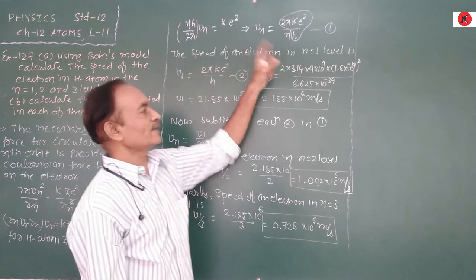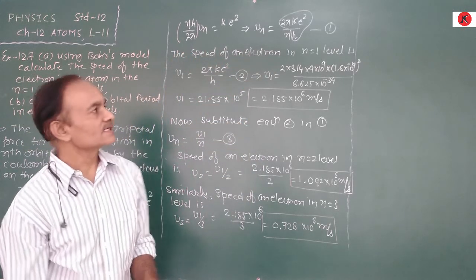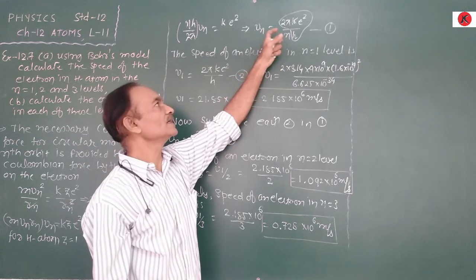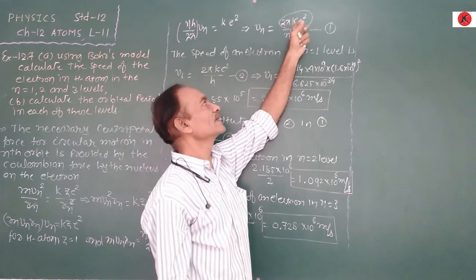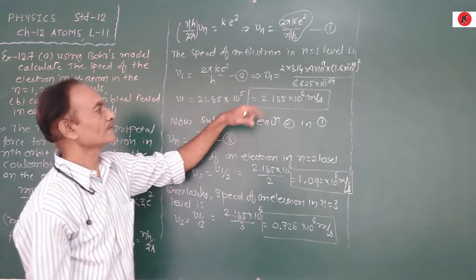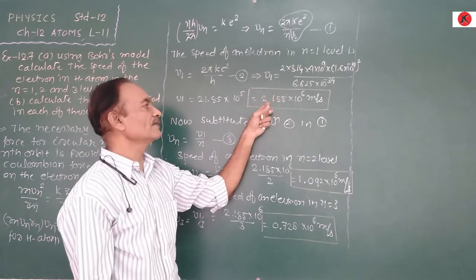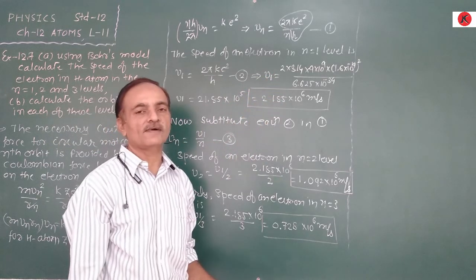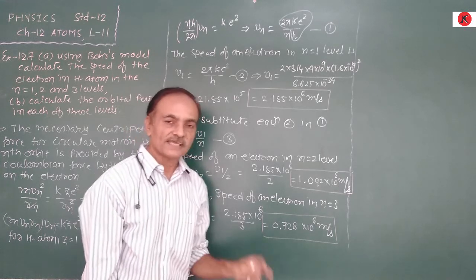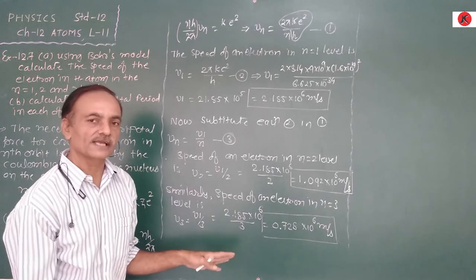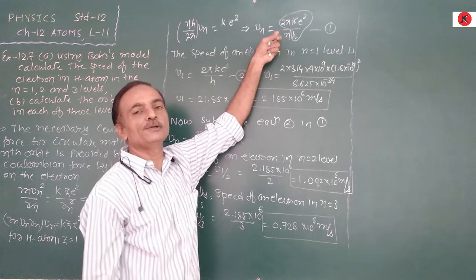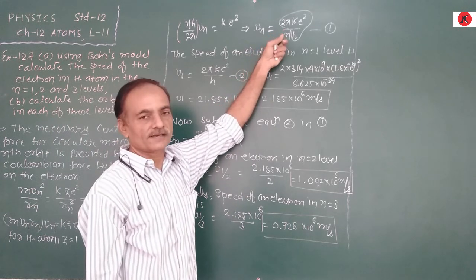The speed of an electron in the n equal to 1 orbit: substitute n equal to 1 in this equation. Therefore, v1 is equal to 2 pi k e square upon h. That is our equation 2. Substitute the values, we obtain v1 equal to 2.185 into 10 raised to 6 meter per second. We can also obtain the speed of an electron in the n equal to 2 and n equal to 3 orbits by directly substituting the values of constants in equation 1.